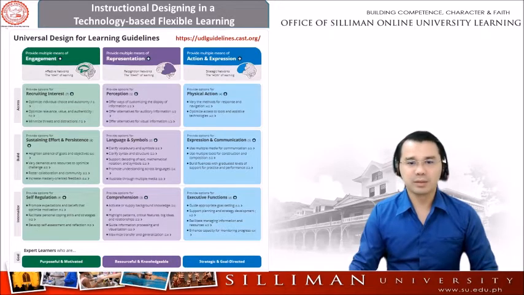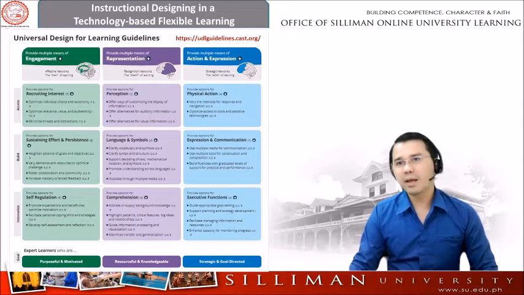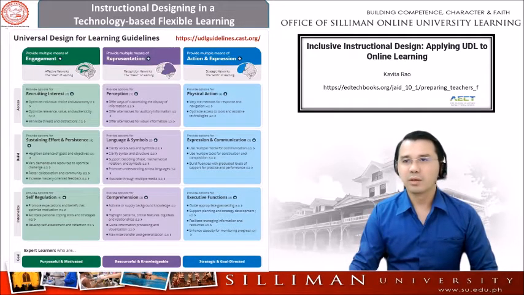UDL has three principles, which are to provide multiple means of one, representation, second, action and expression, and third, engagement. Each of these principles has three guidelines that help educators and instructional designers provide options and supports when designing instruction. You can read more of the guidelines at udlguidelines.cast.org, and you can also read the article Inclusive Instructional Design: Applying UDL to Online Learning.